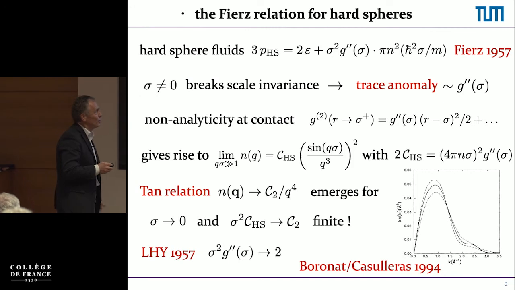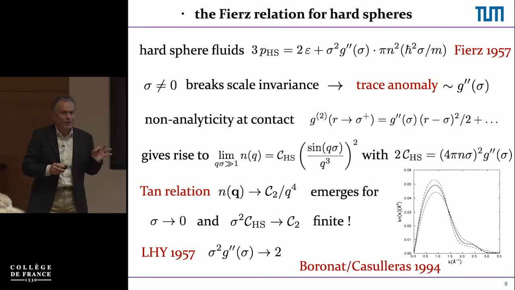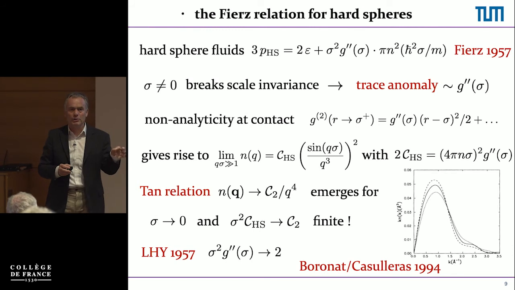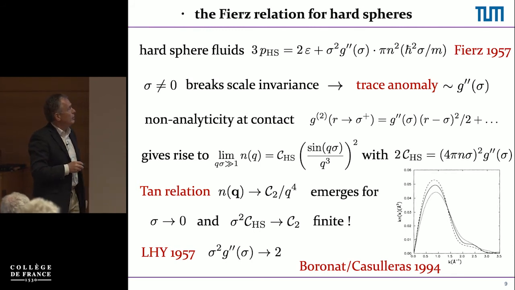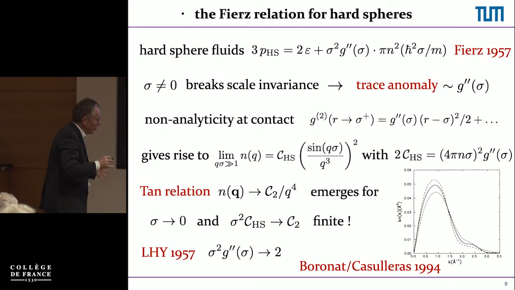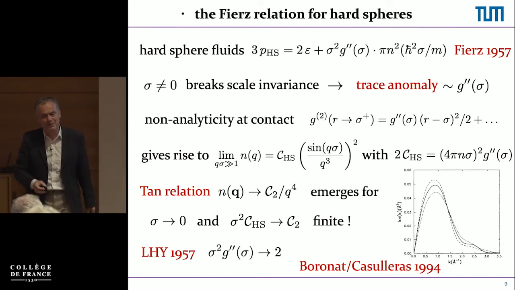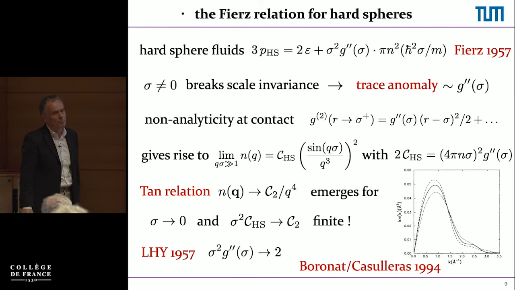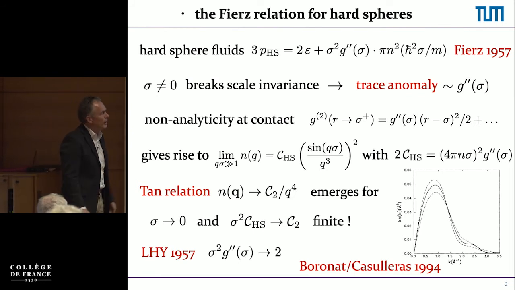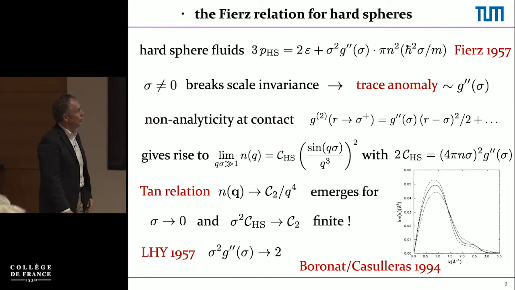And in particular, what you can also show is that if I take the limit of the hard sphere radius going to 0, and assume that this sigma squared times this hard sphere contact is finite, then I recover the Tan relation. So if Fierz had gone a bit further, not too far, he could have described this in '57. This is just a simple consequence of these things that I've detailed a bit in the lecture notes.